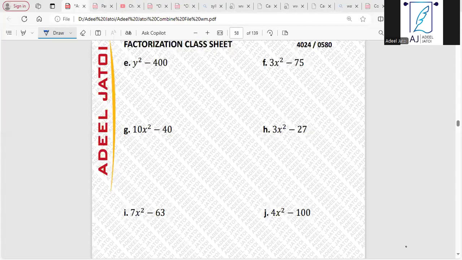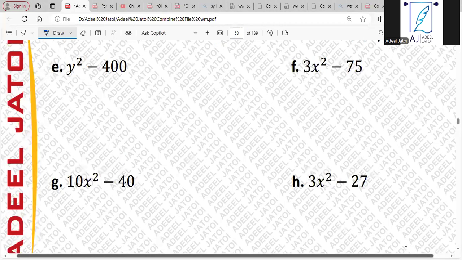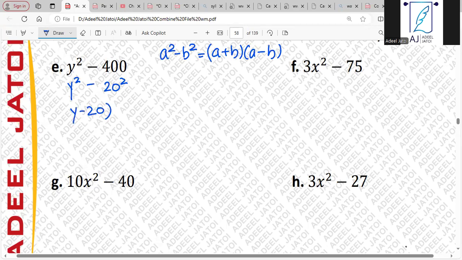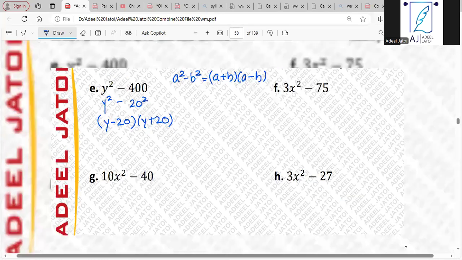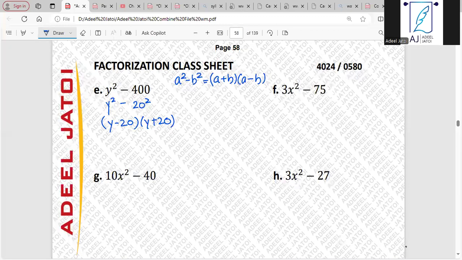Okay, let's attempt parts E, F, G, H, I, and J. It's very simple. We know a square minus b square can open as a plus b and a minus b, right? So y square minus 400 can change to y square minus 20 square. So this will be y minus 20 and y plus 20. This is the answer for part E.